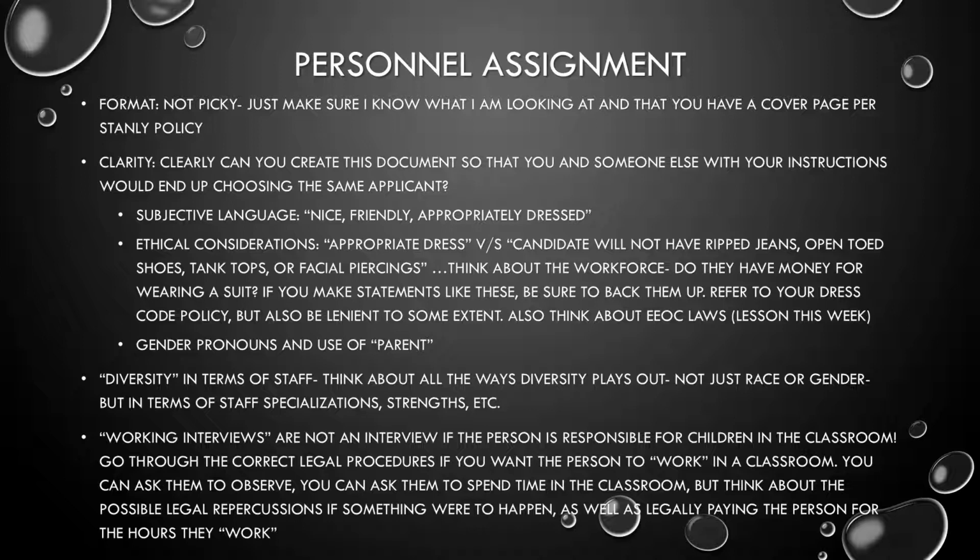So get creative and think of other ways that you can do this. You can ask them to observe for a very short period of time. You can have them meet people. But there's a fine line between observing and actually participating, working, and being responsible for children in a classroom.